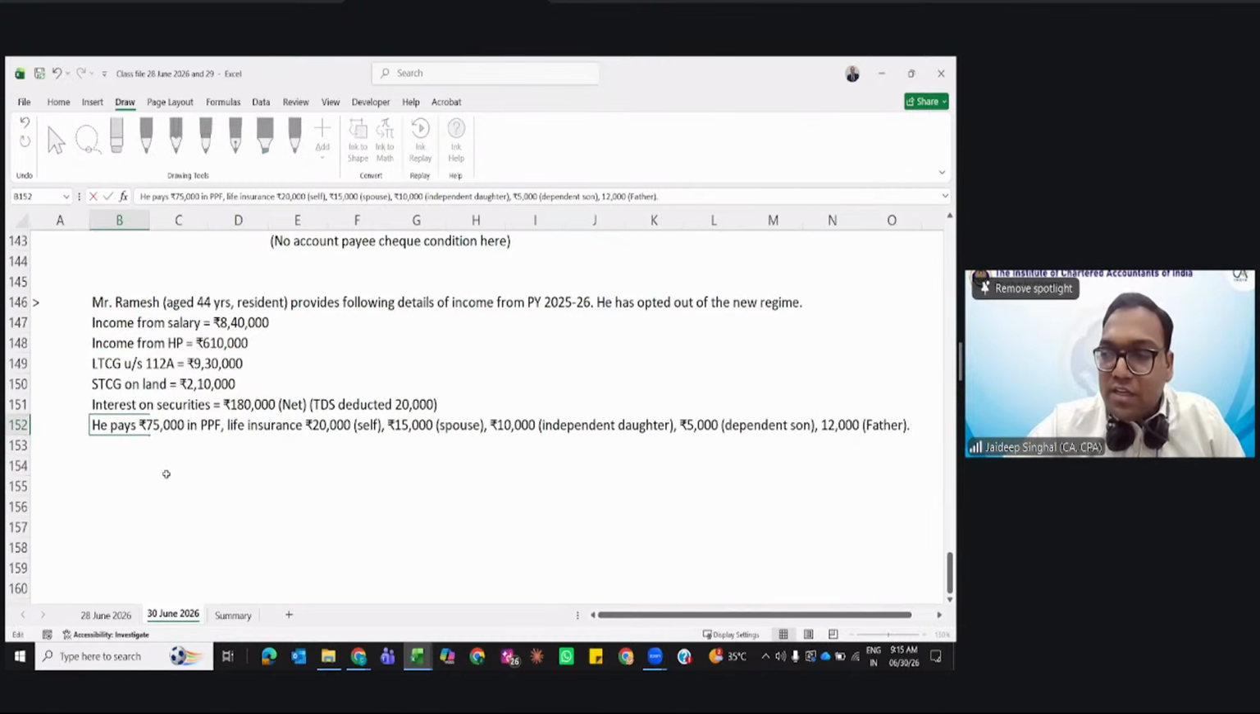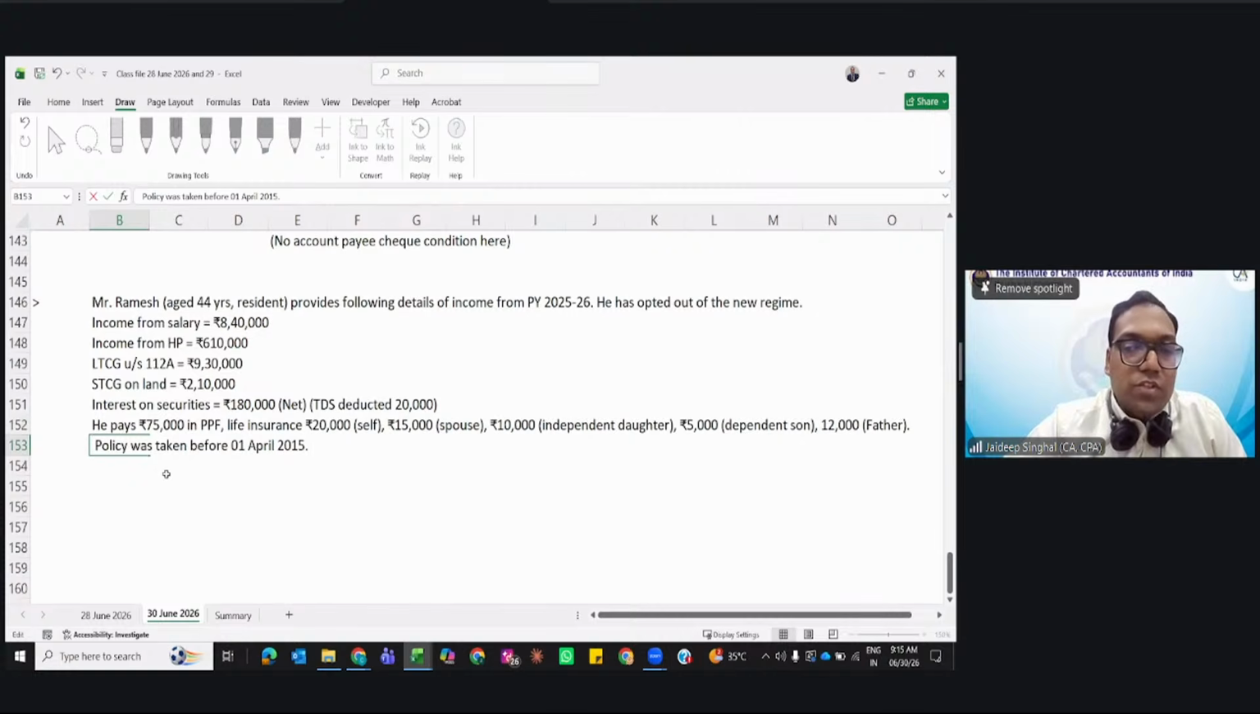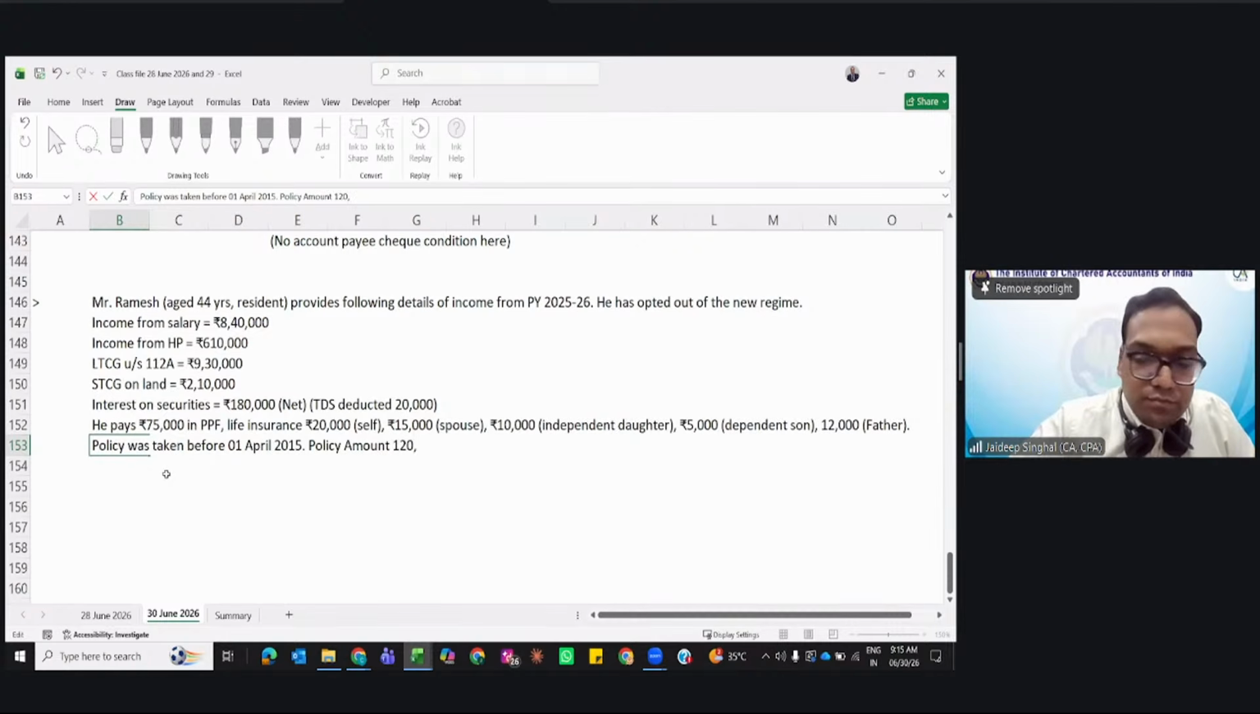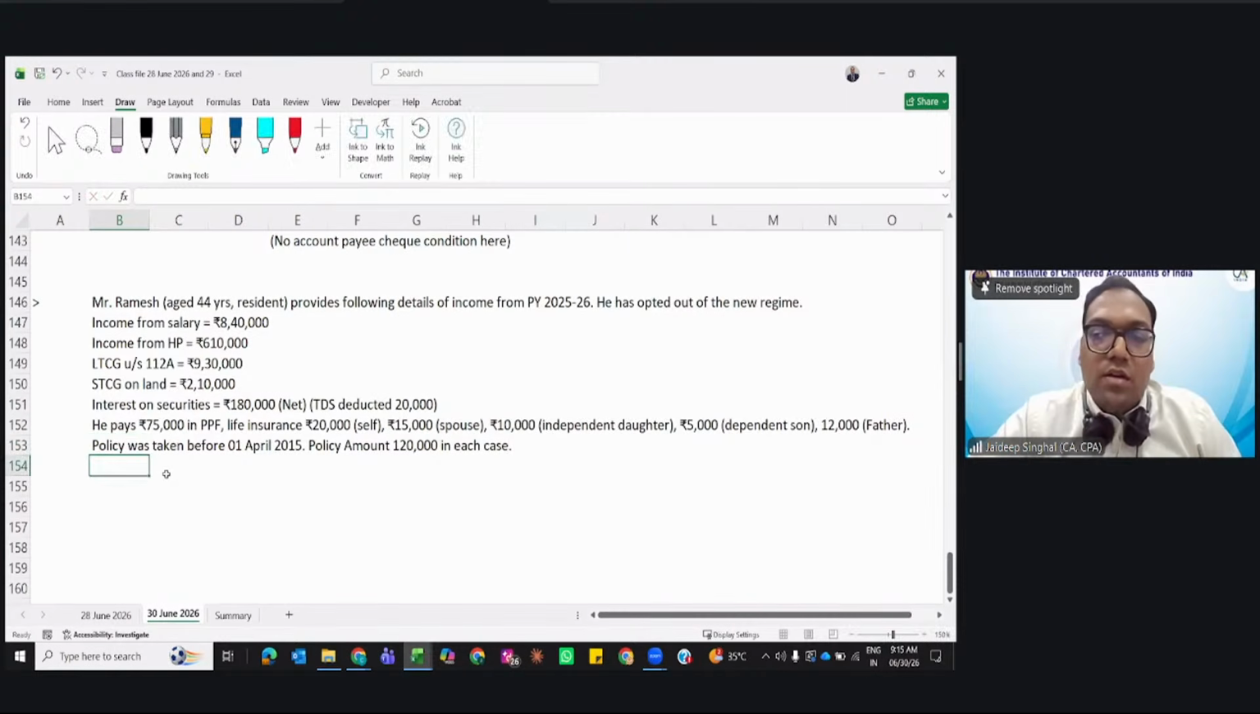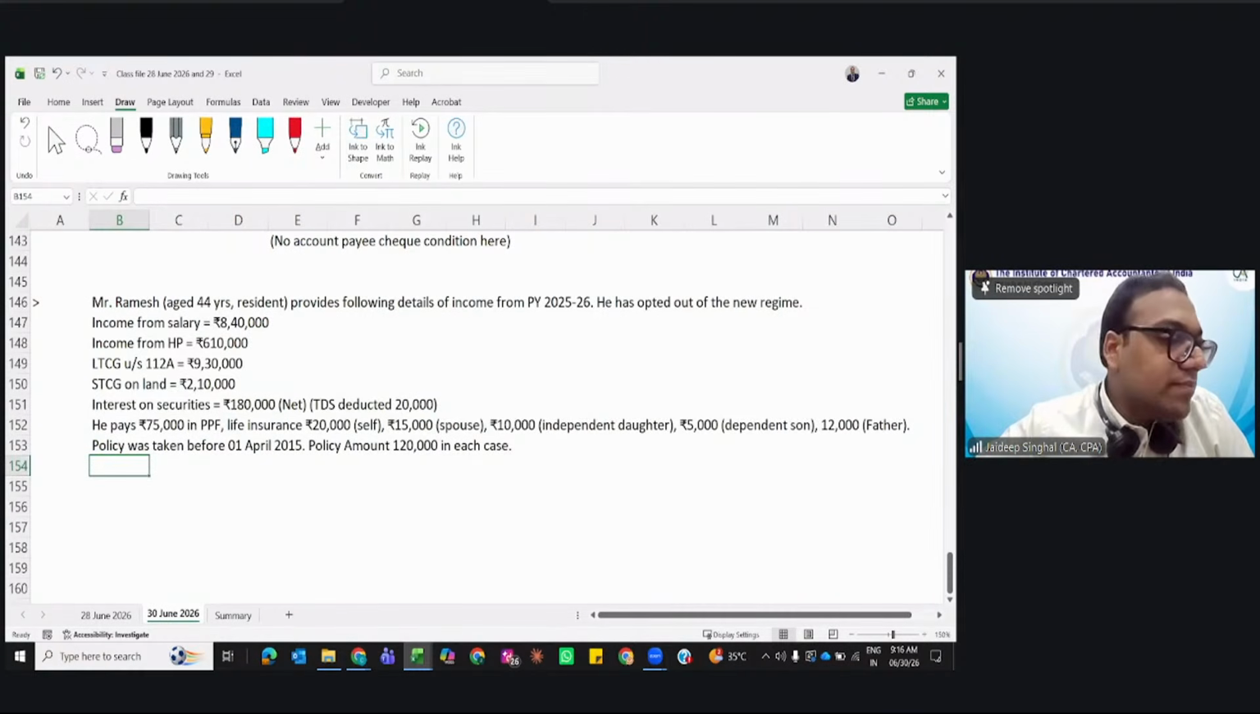Now the policy was taken on 1st of April 2015. Which limits will apply? Policy was taken after 1st of April 2015. It is not the medical insurance, it is the life insurance. The 20%, 15%, 10% limits will apply. Which one will apply? Policy was taken after 1st of April 2015. Policy amount is 1,20,000 in each case. Clear?